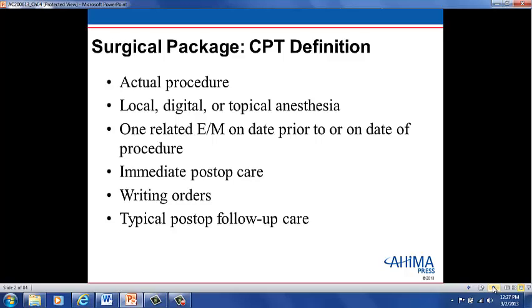Local infiltration, metacarpal, metatarsal, digital block, or topical anesthesia. Subsequent to the decision for surgery, one related evaluation management encounter on the date immediately prior to or on the date of the procedure, including the history and physical. Also, immediate post-operative care, including dictating the operative notes, talking with the family and other physicians or other qualified health professionals, writing the orders, evaluation of the patient in the post-anesthesia recovery area, and typical post-operative follow-up care. Your CPT workbook offers several examples of surgical package, and please review these.